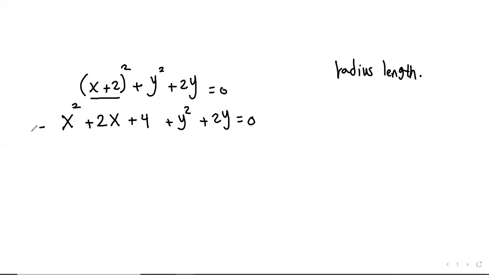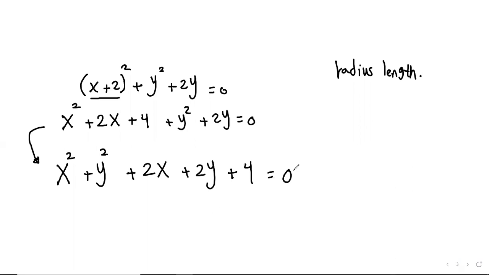We can rearrange the terms of the equation. Write x to the power of 2 plus y to the power of 2 next to each other. Then plus 2x plus 2y, plus 4 equals what? 0. This is the form of the equation.